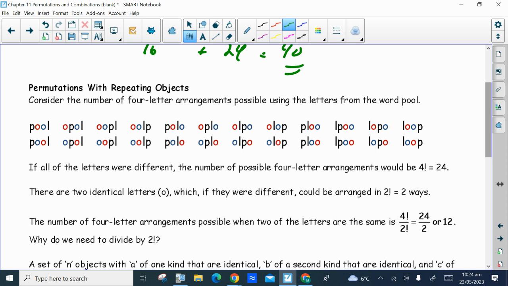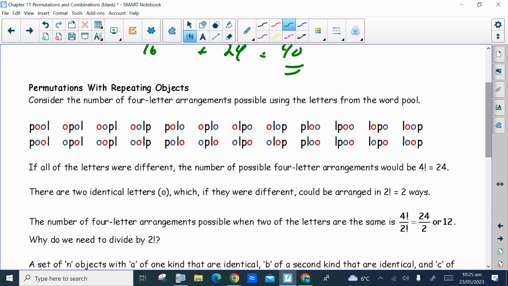The row beneath that, the only difference is that the colors of the O's have been switched around. But in the end, it's the same result, the same permutation of letters. So in this case, we'd only take either the top or the bottom for the number of different four-letter arrangements. If you take out the color coding, the top row and the bottom row are the same.